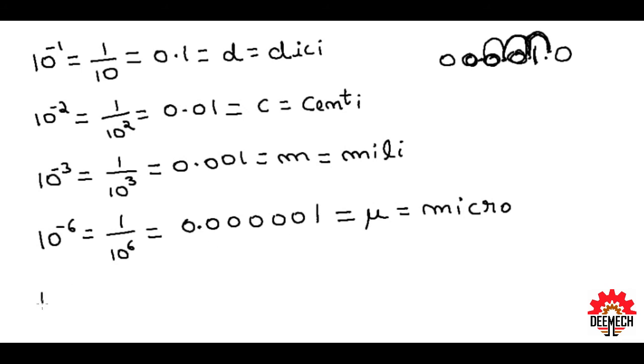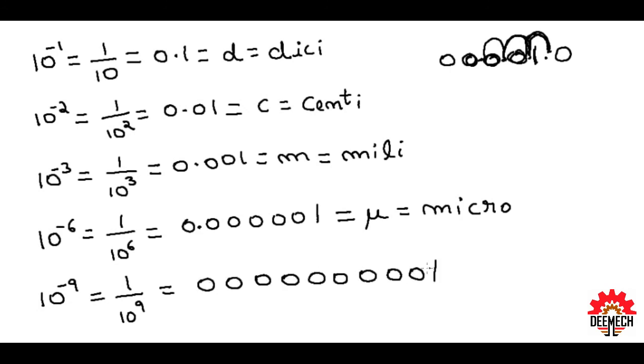Last one is 10 to the power of minus 9. It is nothing but 1 divided by 10 to the power of 9. So I have to write down 9 zeros before 1, with the decimal point immediately after the first zero. It is denoted by small n, that is nano.